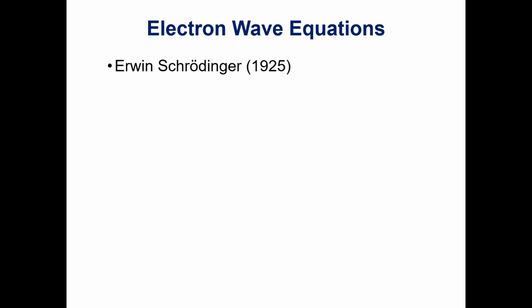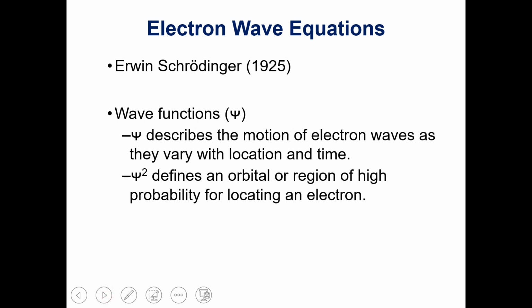In this video, we're going to talk about quantum numbers. So in 1925, or around 1925, Erwin Schrödinger came up with a set of wave functions. Wave functions describe the motion of electron waves over location and time. Wave functions by themselves are not very useful to us. What's more useful to us is the wave function squared, and wave function is described by the symbol here.